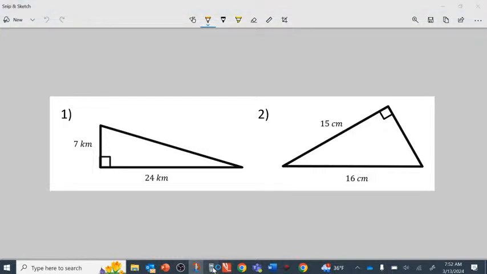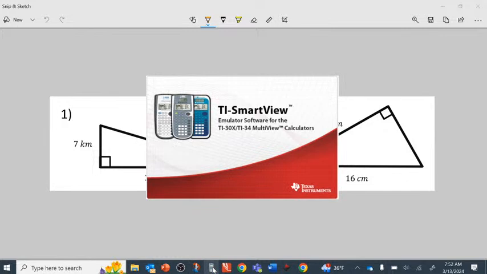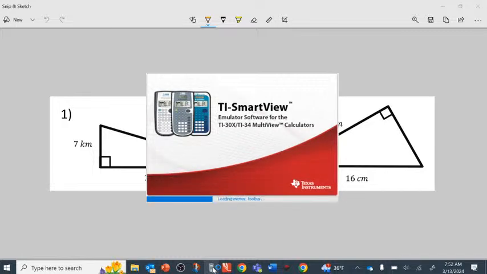PDF annotator. Evens. TI Smart View, TM Emulator software for the TI-30X/TI-34 Multi-View. TM Calculators, Texas Instruments, validating software license.